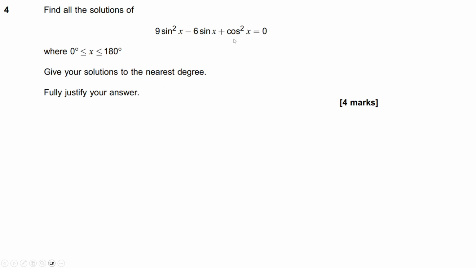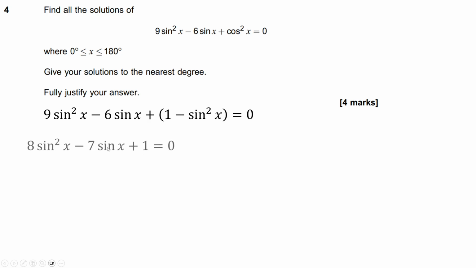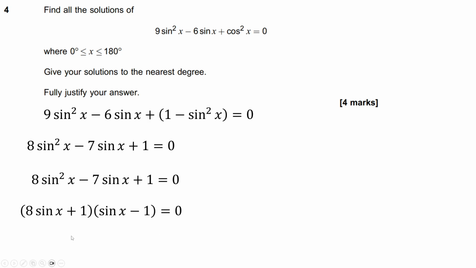Find the solutions to this. The easiest thing that you can do is just turn this into a sine squared. So you can say this is equal to 1 minus sine squared x, and then just collect like terms. So 9 take away 1 is just 8, and then -6 take away 1 is -7. Anyways, you'll get this. You can just do a substitution. So you can say that sine x equals u, or z or whatever you want. I couldn't be bothered. I've just factorized it to get this. So either sine x equals -1/8 or sine x equals 0.